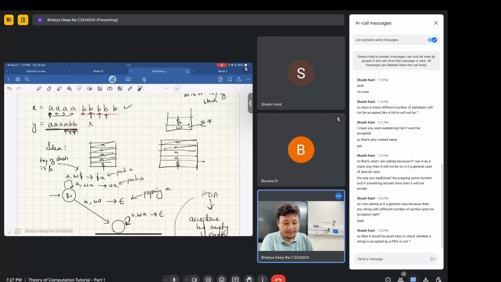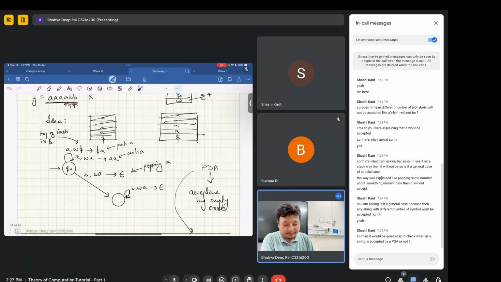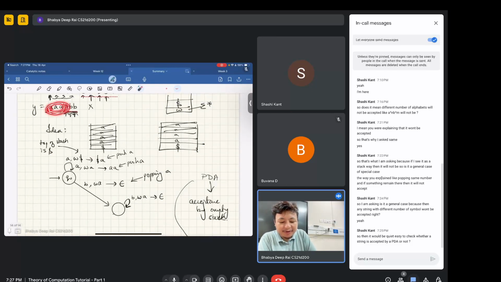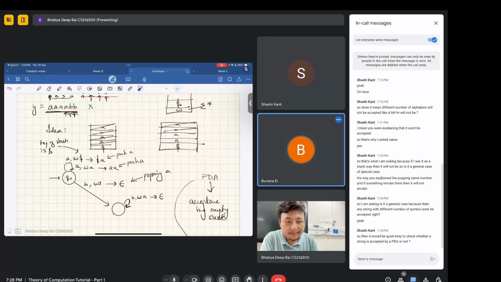Okay. And in this case, there are more A's than B's. So for each B I see, I'll pop an A, then another B I see, I'll pop an A. But there are two remaining A's on the stack, right? And I've run out of my string. My string has finished. So what does it mean? I'll reject my string because my stack is not empty at the end. Okay, Bhuvana? Yes, sir. Okay.